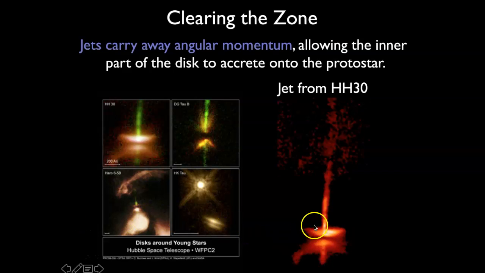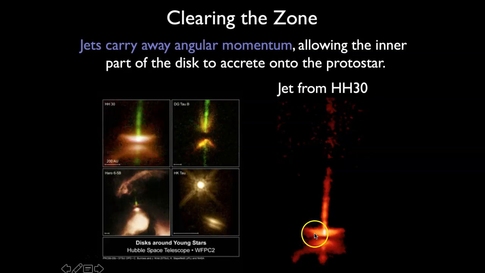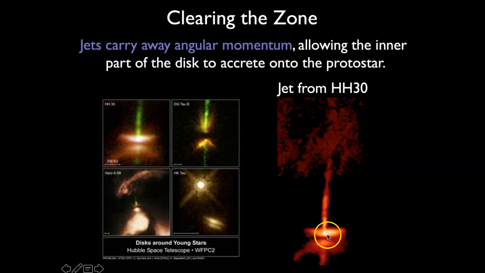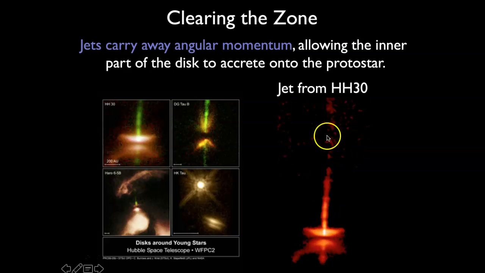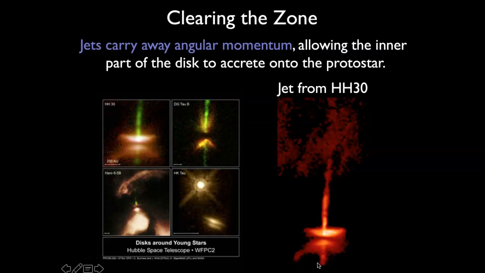Here's a bit of a movie put together by the Hubble Space Telescope. There's a protostar back there. Here's the disk orbiting around the protostar. Here's the hot gas being heated up by the star, and then it's getting grabbed by the magnetic field, and it sprays out north and south, shot out of the system, shot out of the disk.